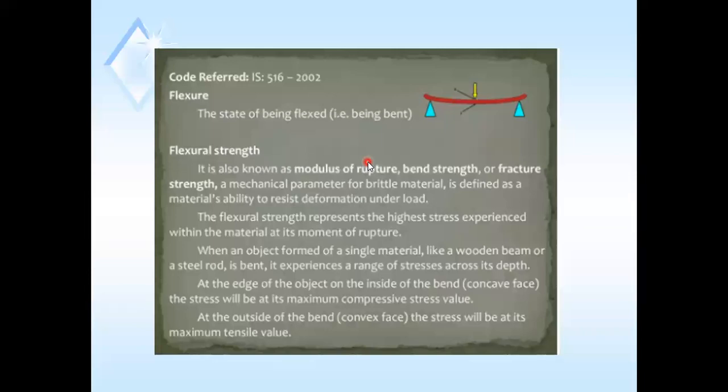Okay, so coming back to the discussion. Now I think you have understood the meaning of the word flexure. What is flexure? The state of being flexed. Flex means the state of being in bent position. So if you apply the load on any structure and it bends down, the ability to resist such bending under the application of the load is nothing but the flexural strength. This flexural strength represents the highest stress experienced within the material at its moment of rupture.